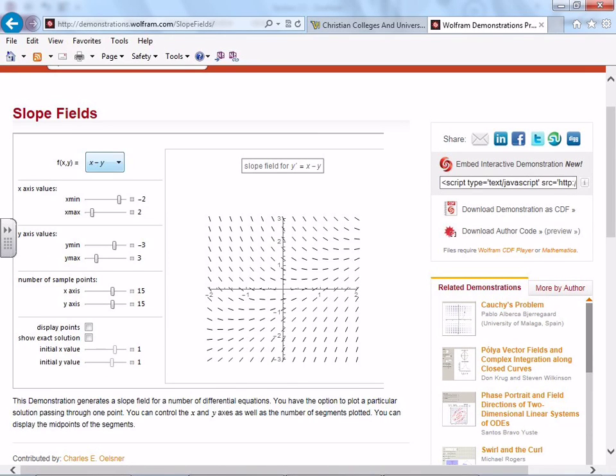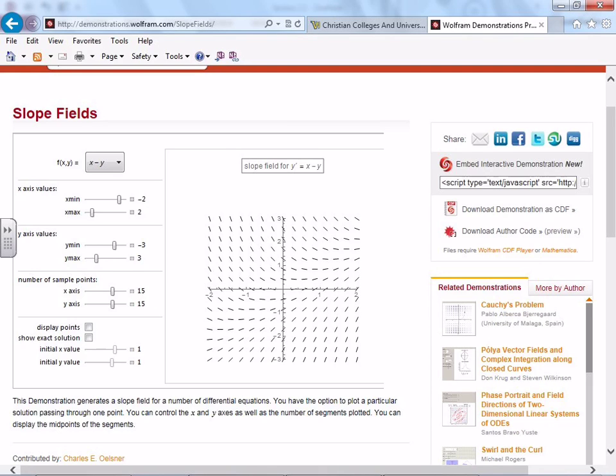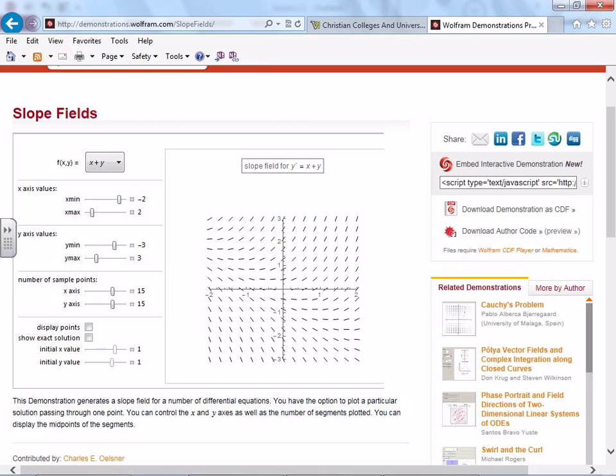Okay, so now you've got a series of choices, like x minus y is one of them, y minus x is another. And so here's the direction field automatically being drawn for you. This particular tool allows you, again, to choose from a finite list of fairly simple differential equations. And as you select a different one, so say I went down and selected x plus y, it redraws it and shows me the direction field.